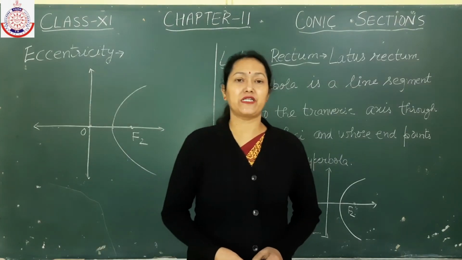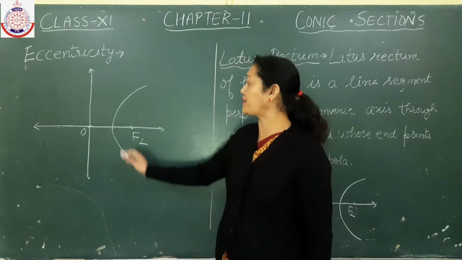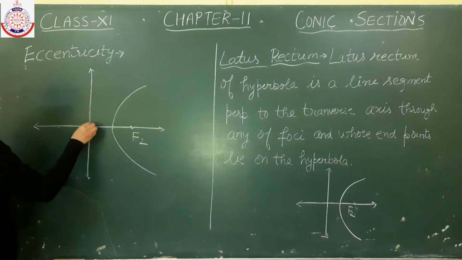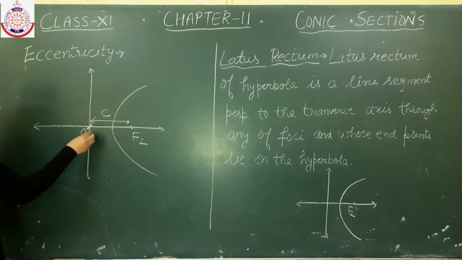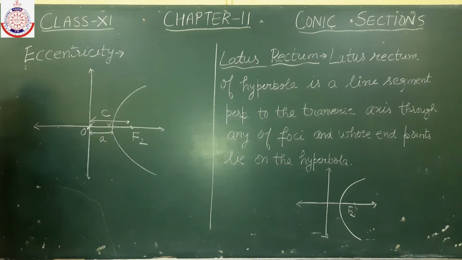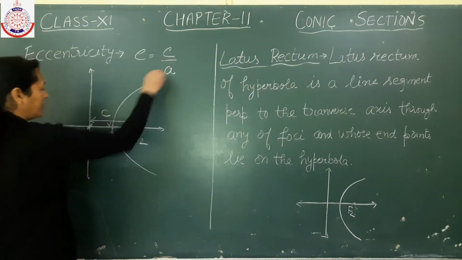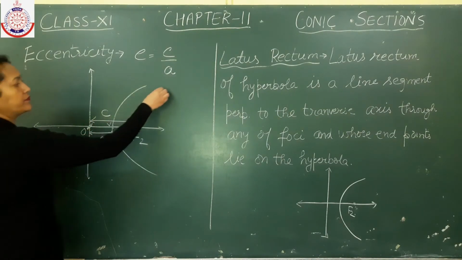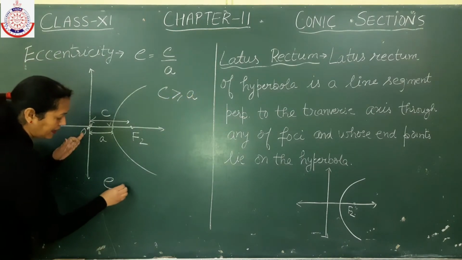Eccentricity and latus rectum we studied about for ellipse also. What is eccentricity? Eccentricity is the ratio of the distance of any focus point from the center to the distance of the vertex point from the center. Eccentricity e is c upon a. In case of hyperbola, c is more than a. So eccentricity can never be less than 1.